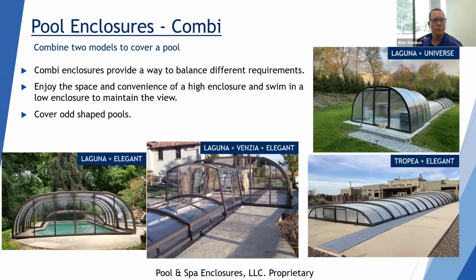So whether it be an L-shaped pool that you can see on the bottom left there, or a very interesting one that's got multiple combinations, meaning some entertainment space in the front, then a higher section, a spa, and then continued out is a lap pool. So again, different combinations of different enclosures.